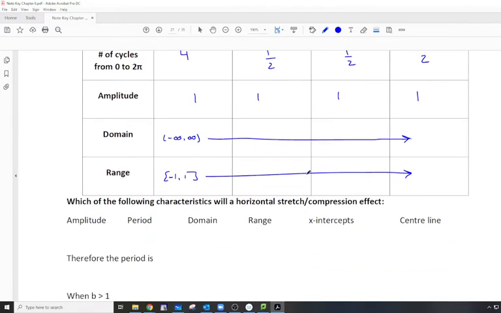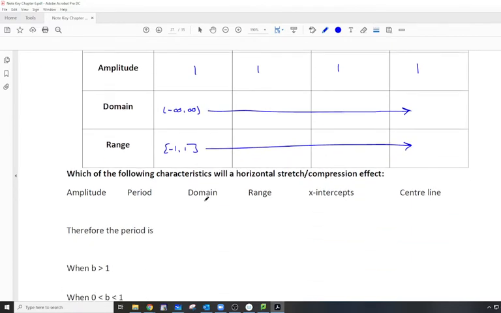All right, so which of the following characteristics will a horizontal stretch or shrink affect? Does it affect your amplitude? Nope. Does it affect your period? Yep. The period is 2 pi divided by the absolute value of b. Does it affect the domain? Nope. Range? Nope. X-intercepts? Yes, but we're not going to talk about how. And then center line? Nope.